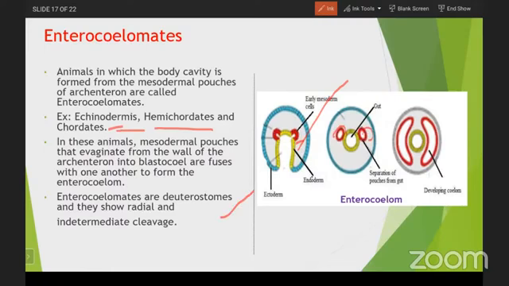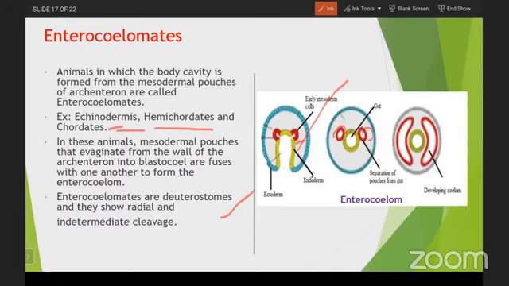Enterocoelomates are deuterostomes and they show radial and indeterminate cleavage. Why we mention the term deuterostome: it means the anus is formed first, and then the mouth. Here we are observing two terms, determinate cleavage and indeterminate cleavage. In determinate cleavage, if we remove a group of blastomeres at the time of cleavage, there is no chance of formation of the complete organism. Such type of cleavage is known as determinate.